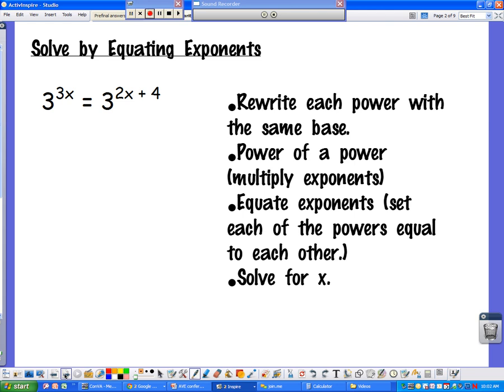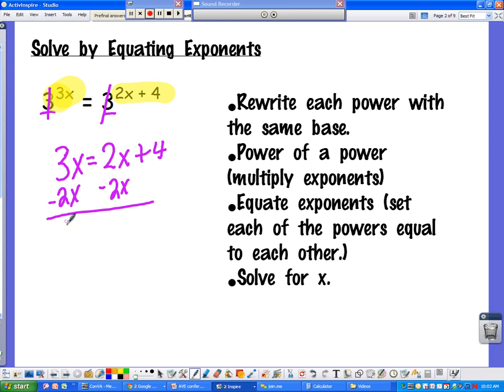So basically, remember the 3 here is our base, so if those bases are exactly the same, all you have to do is set the powers, your power is 3x and 2x plus 4, equal to each other. So 3x equals 2x plus 4. In other words, you just knock off the bases. When you're done, solve them. x equals 4.